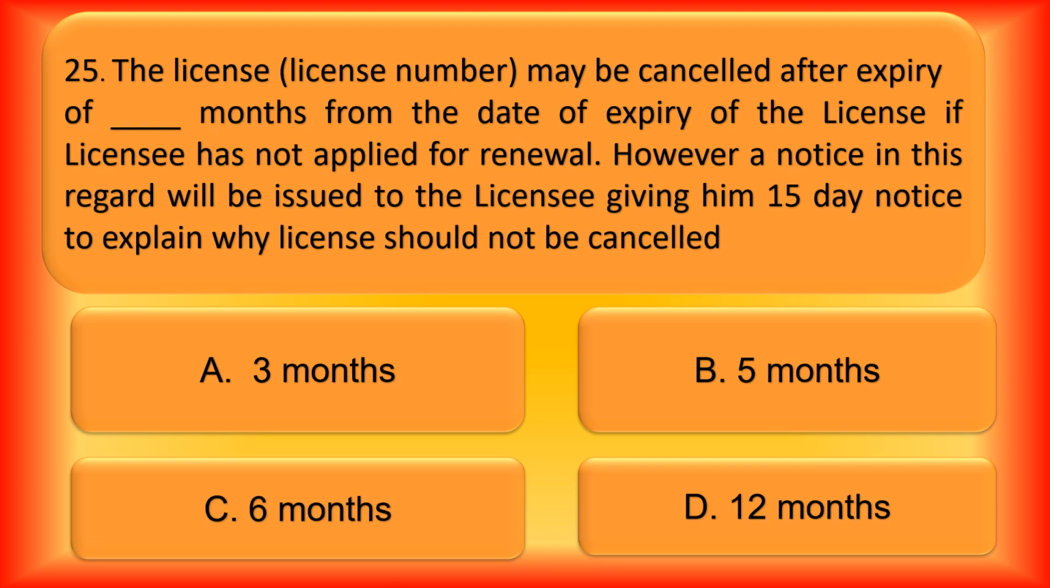Question number 25. The license number may be cancelled after expiry of dash months from the date of expiry of the license if licensee has not applied for renewal. However, a notice in this regard will be issued to the licensee giving 15 days notice to explain why license should not be cancelled. Option A, 3 months, option B, 5 months, option C, 6 months, option D, 12 months. The correct answer is option A, 3 months.